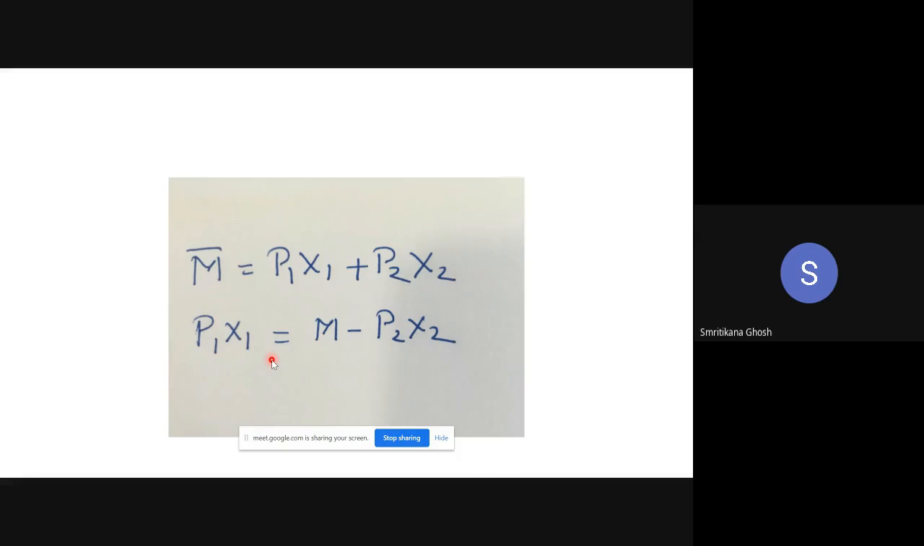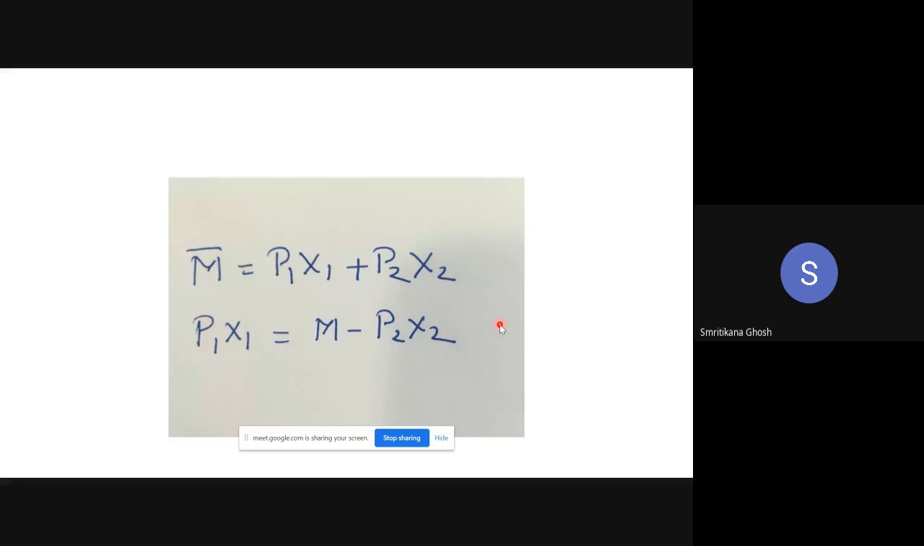Now look, this is my simple budget equation, right? M bar is equal to P1x1 plus P2x2. This is our simple budget equation. Now what is P1x1? P1x1 is the total expenditure for x1, that is equal to M bar minus P2x2. Okay. Are you agree with this equation? Yes, ma'am. Okay.